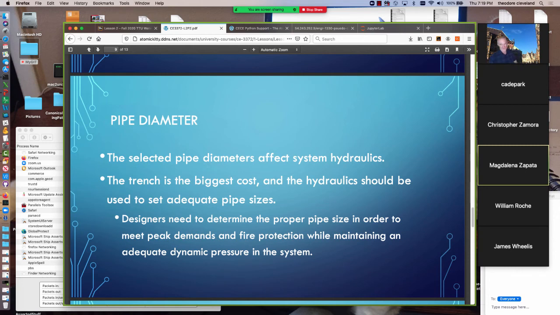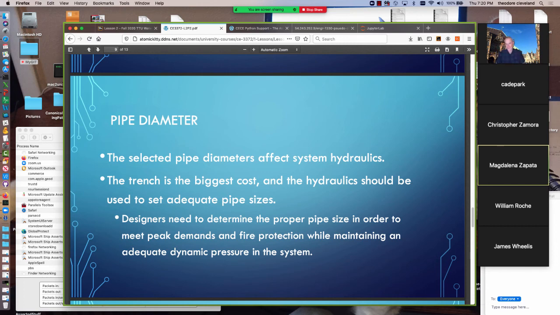The pipe diameters affect performance. Generally the larger the diameter of the pipe, the less head loss for a given flow rate. That's desirable. And I have a comment here that the trench is usually the largest cost. And so the hydraulics doesn't need to be cheated to falsely save trenching costs. The cost difference between an 8-inch and 12-inch diameter pipe, it's not trivial. But compared to the difference between making a trench to accommodate an 8-inch or a 12-inch pipe, it's pretty small. And so this is one of the few instances where you kind of want to think up when you're doing the designs.